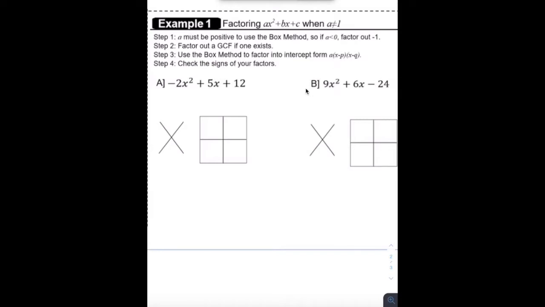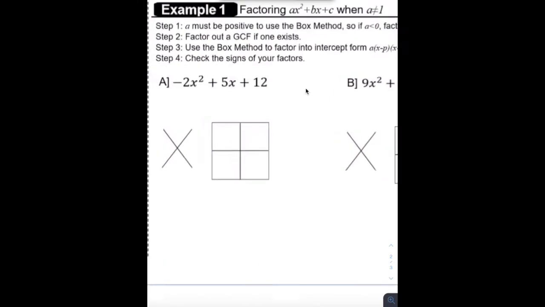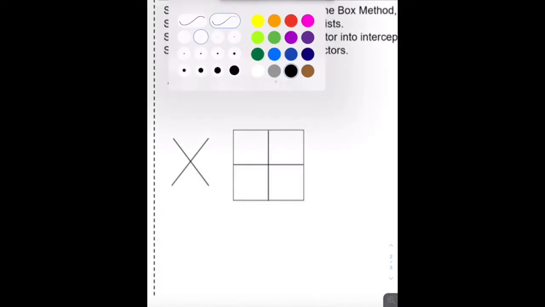So let's get this work done. Notice the first one: a needs to be positive, but we have a negative right here, so we cannot have the negative, so we must factor. However, before we do that, let's check 2, 5, and 12. Do those numbers have a greatest common factor? The only common factor is 1, and technically 1 is not a common factor because we don't care about the 1 as much. But we do have the negative, so we gotta factor that negative out.